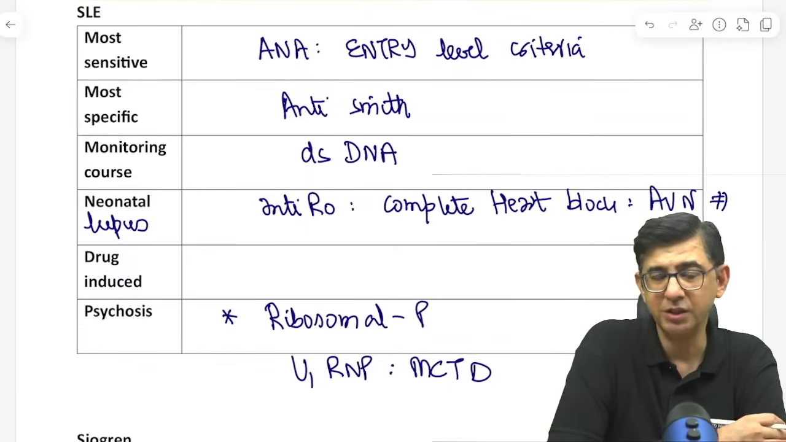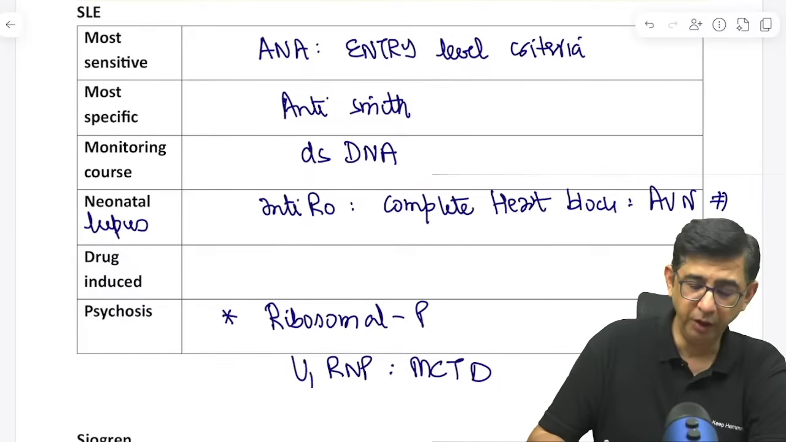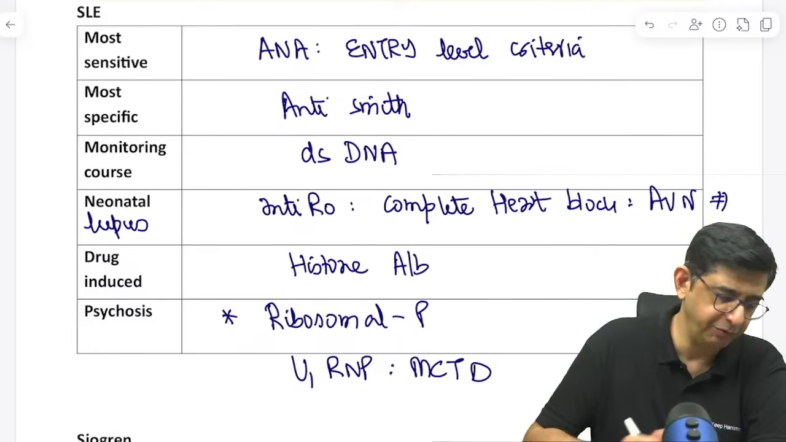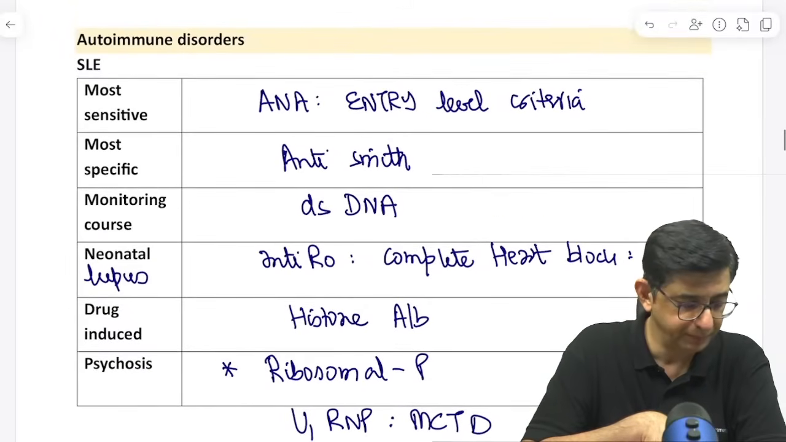For psychosis it is anti-ribosomal P. Anti-ribosomal P, yeah. And for drug induced it is anti-histone antibody. So this is again something which is very simple and straightforward to be remembered for the antibodies that are related to lupus. Very good.